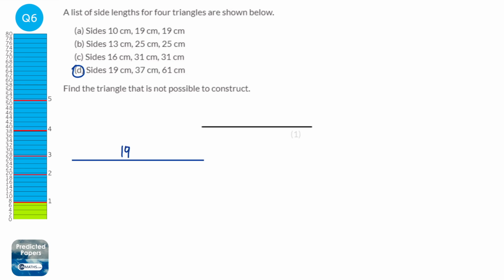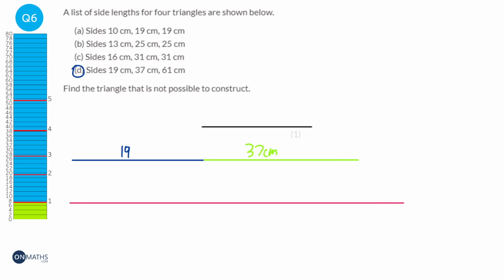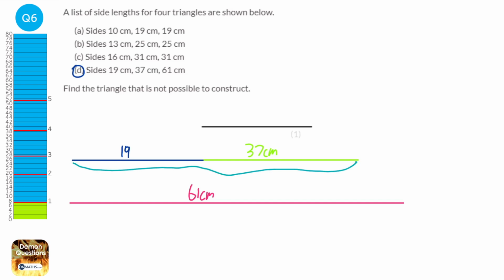Then we're going to do another stick, which is going to be 37 centimetres. And we've got one last stick, which is 61 centimetres. Now, looking at the first two sticks, the combined distance of them, when we add them together, 19 centimetres plus 37 centimetres, is 56 centimetres. So that's the combined width of them.